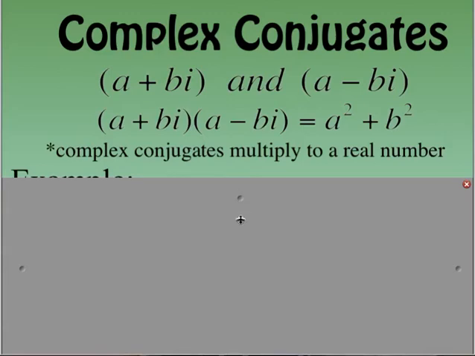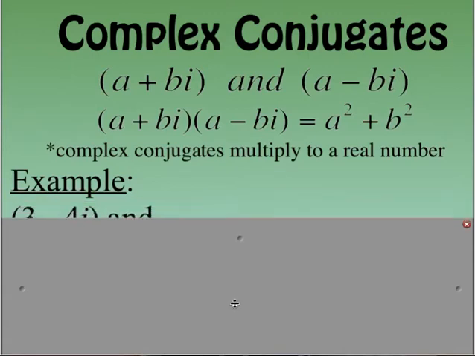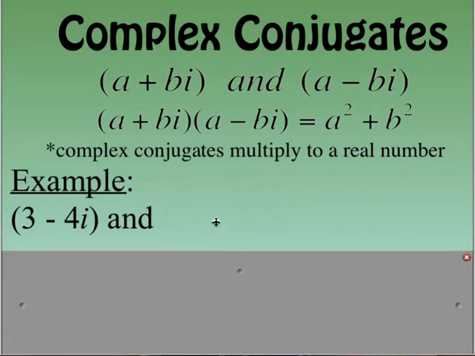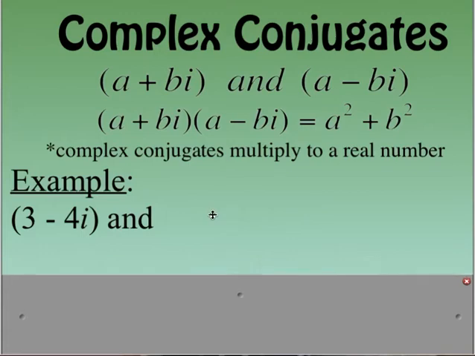So first, let's just practice finding a complex conjugate and then multiplying them together. So what is the complex conjugate of 3 minus 4i? Well, just take the opposite in the middle, and so then you'd get 3 plus 4i.